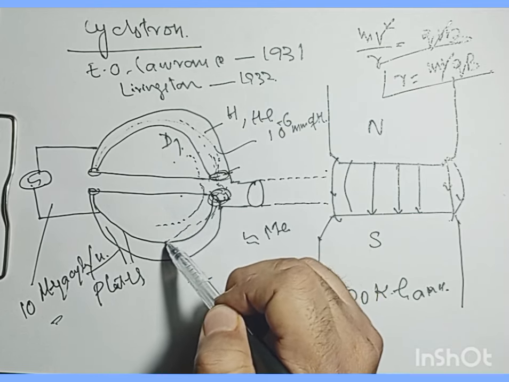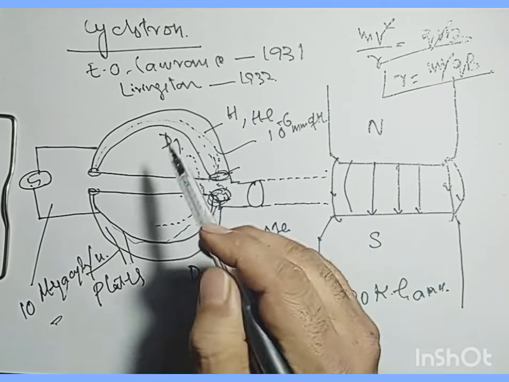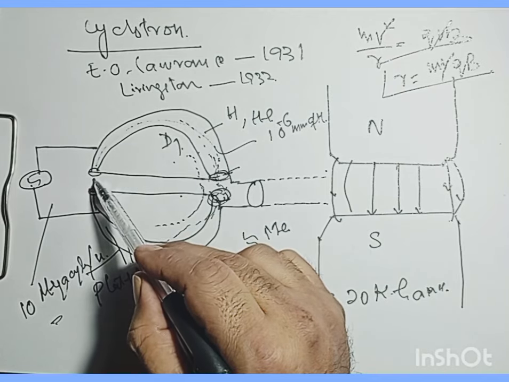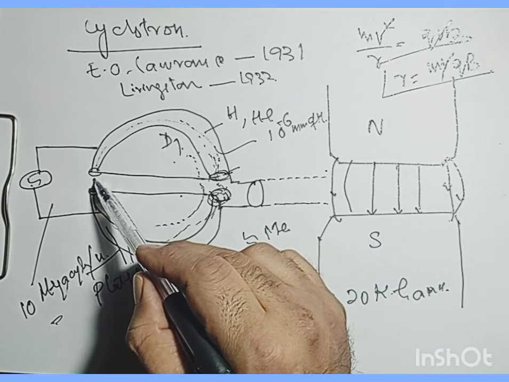Now, the moment it is going to reach the edge of D2, the polarity on D1 will be such that it is going to attract this ion at this point of time.